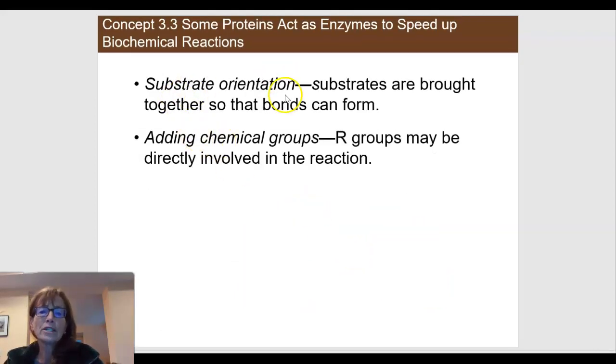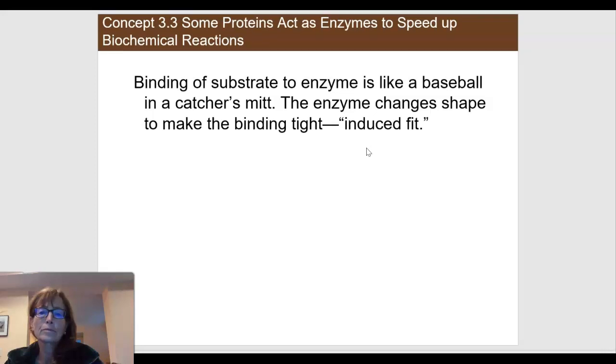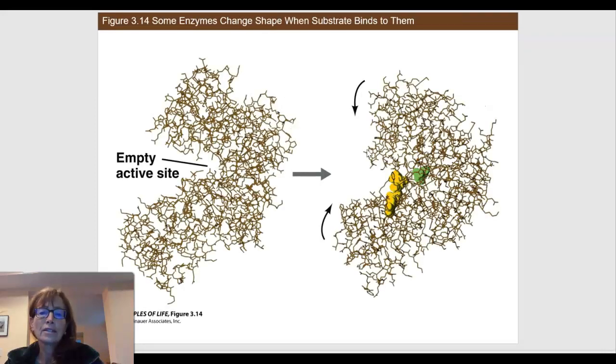So substrate orientation. Also, there can be chemical groups, such as the R groups, that are involved. And this model is called the induced fit model, because the enzyme actually changes shape when it binds to its substrate, creating this strain. Here you see it again.